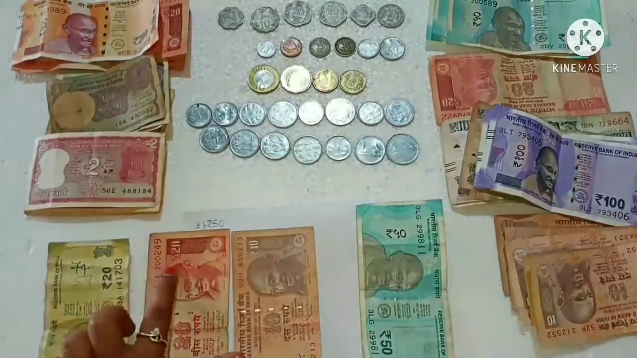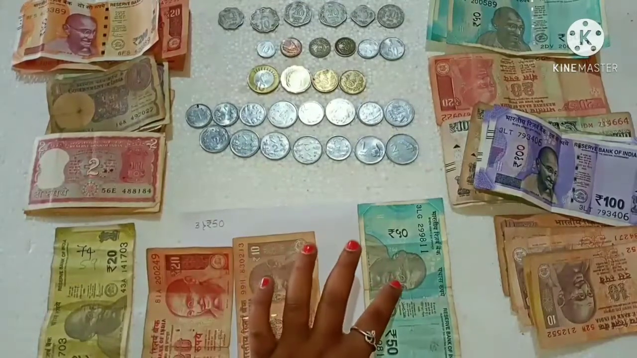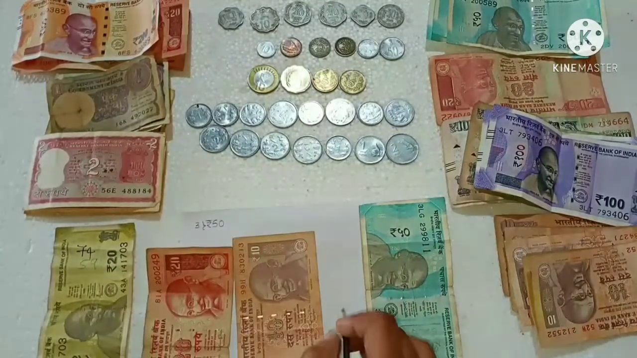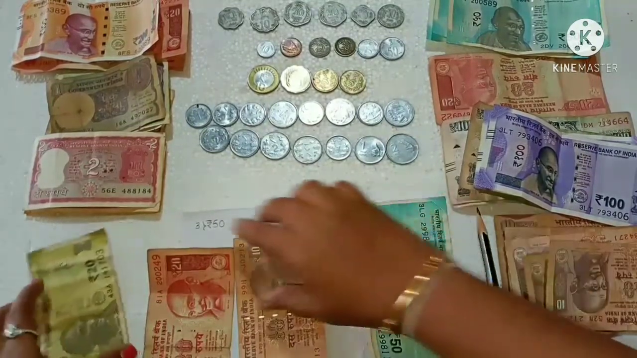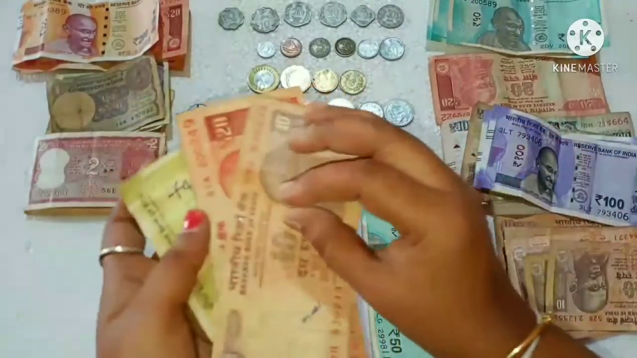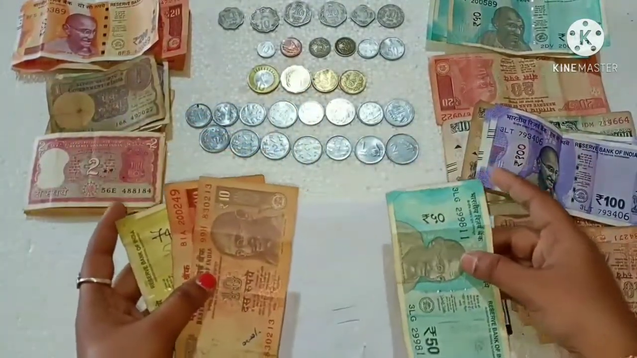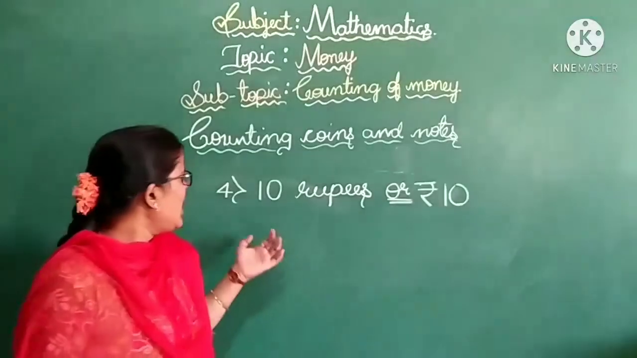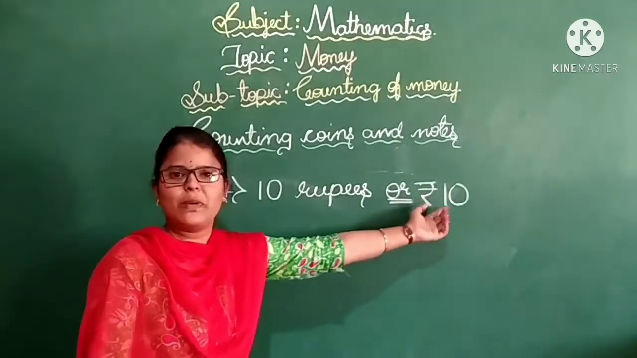2 20 rupee notes with 1 10 rupee note, it is equal to 50 rupee note. See once again, 2 20 rupee notes along with 1 10 rupee note, it is equal to 50 rupee note.